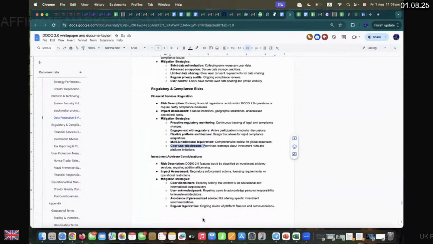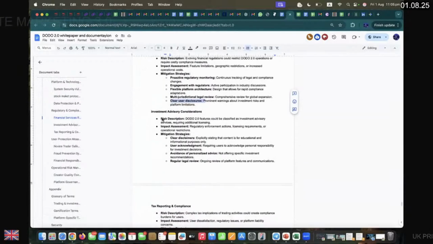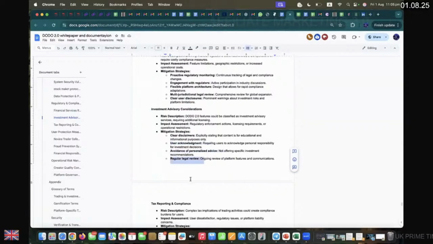Investment advisory considerations. Risk of investment advisory. So, Dodo 2.0 features could be classified as investment advisory services requiring additional licensing. Regulatory enforcement actions, licensing requirements, or operational restrictions. How do we mitigate that? By publishing clear disclaimers, user acknowledgement, avoidance of personalized advice, regular legal review.